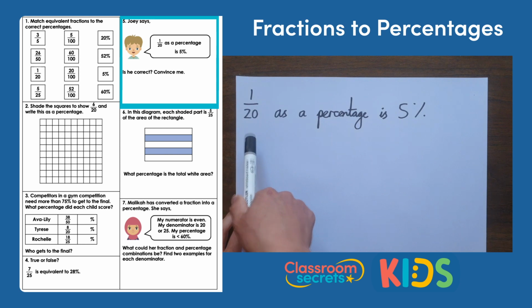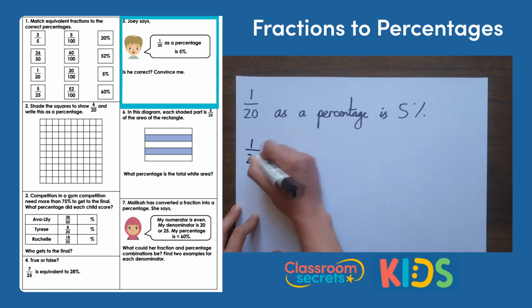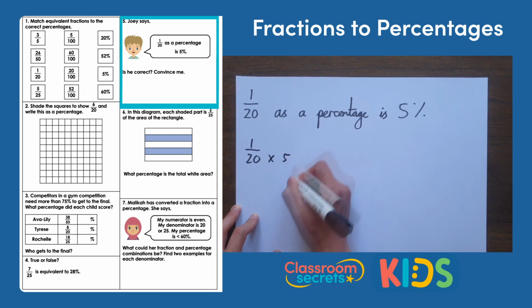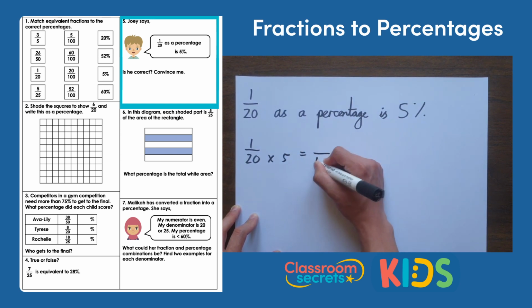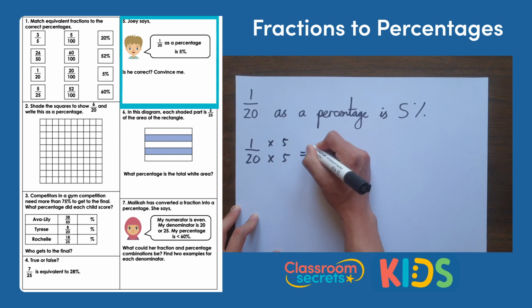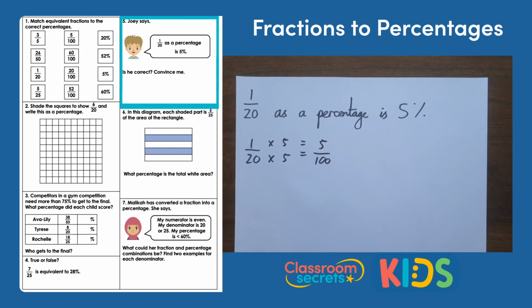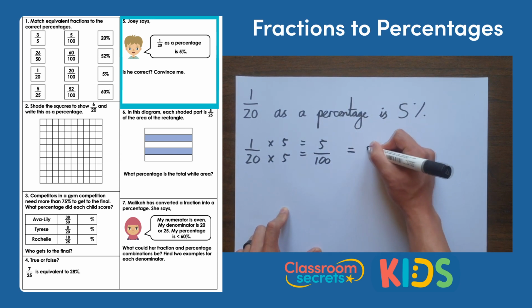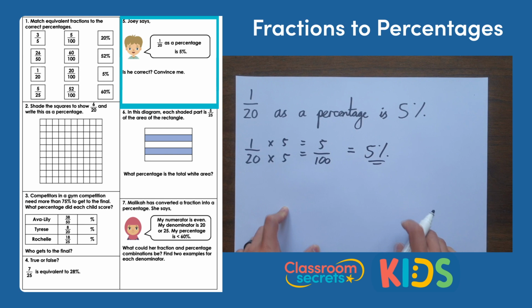So 1 over 20, we need to multiply both the numerator and denominator by 5, because 20 multiplied by 5 will give us 100, and then 1 multiplied by 5 will give us 5. So now we've got 5 out of 100, we've got a fraction out of 100, we can convert that into percentage, which is 5%. So going back to Joey's original statement, 1/20th as a percentage is 5%. Is he correct? Convince me. Yes, he is correct, because once you've multiplied 1/20th by 5 to make it into a fraction out of 100, we can clearly see that 5 over 100 is the same as 5%.